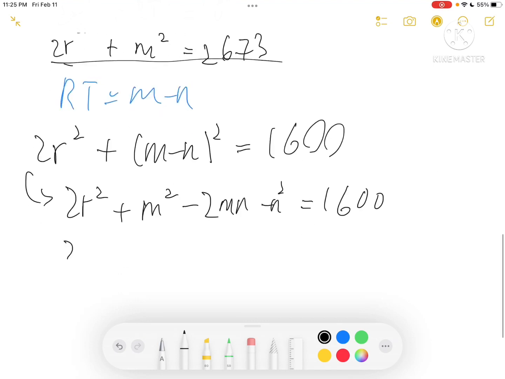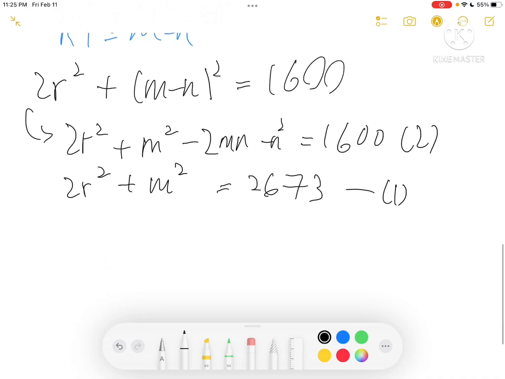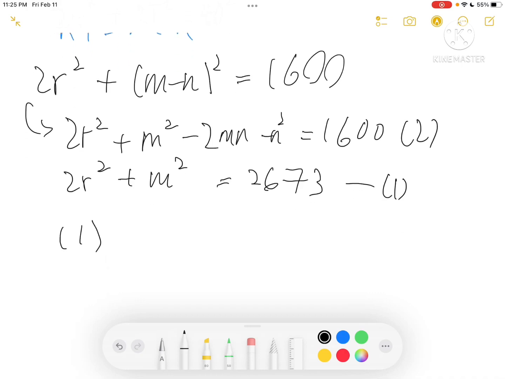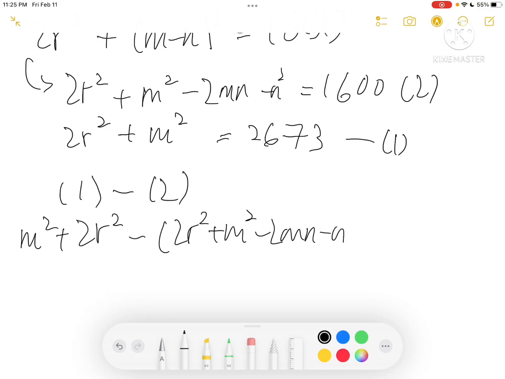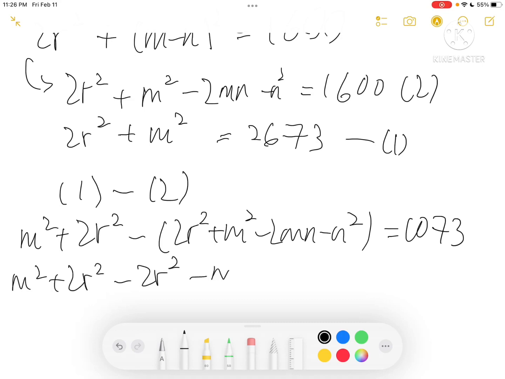From this equation, we can carry it over to R squared plus M squared is equal to 2,673. Since we have a system of equations, let this be equation 1 and this be equation 2. We can do equation 1 minus equation 2. So we have M squared plus 2R squared, let's copy down the whole thing, and it's equal to 1,073. M squared plus 2R squared.